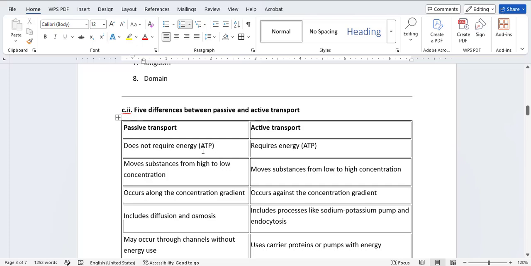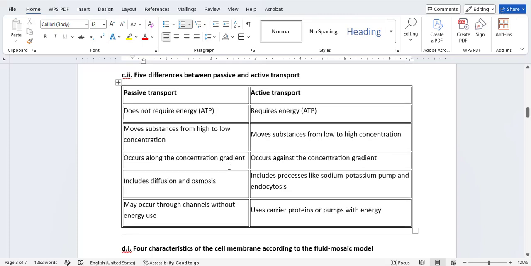Passive transport moves substances from high to low concentration. Active transport moves substances from low to high concentration. Passive transport occurs along the concentration gradient. Active transport occurs against the concentration gradient.